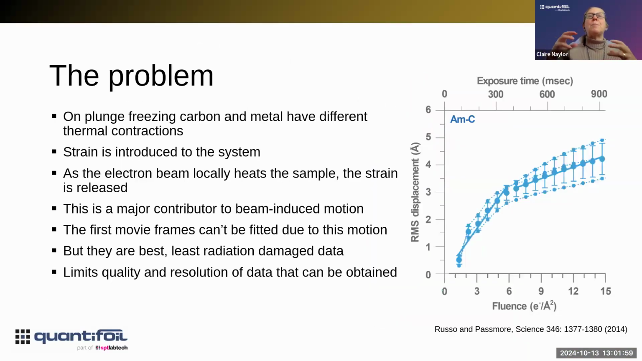The problem with these, as was shown by Chris Russo from LMB, is that as you freeze things, with the differential freezing effects of carbon and metal, and also water and metal and carbon, you get strain introduced into the system, which is released when you locally heat the sample. And this is a major contributor to beam-induced motion, a major part of the motion that you see when you first expose your sample to radiation. And so you lose your least radiation damaged data due to the differential motion between your carbon film and your metal grid.